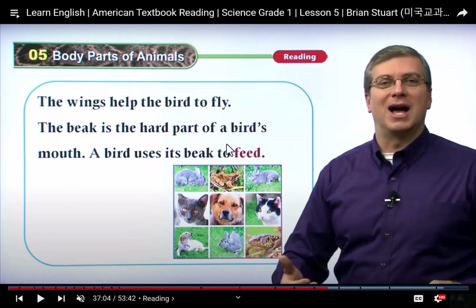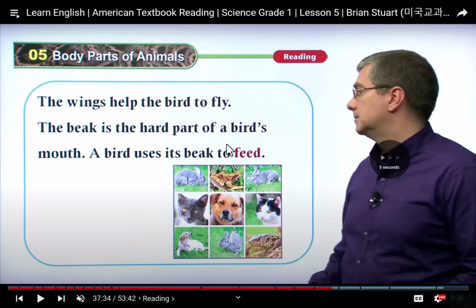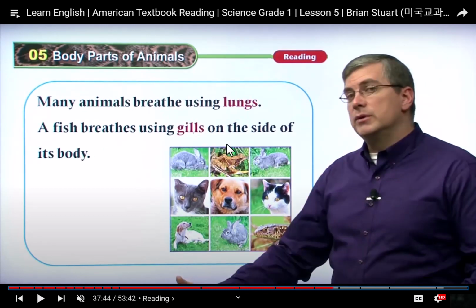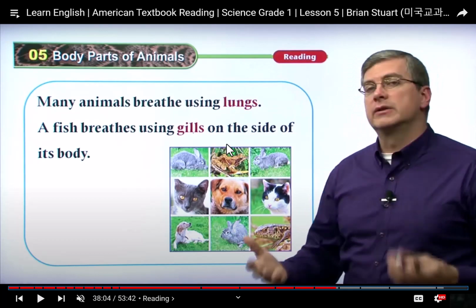The wings help the bird to fly. The beak is the hard part of a bird's mouth. A bird uses this beak to feed. Many animals breathe using lungs. A fish breathes using gills on the side of its body.